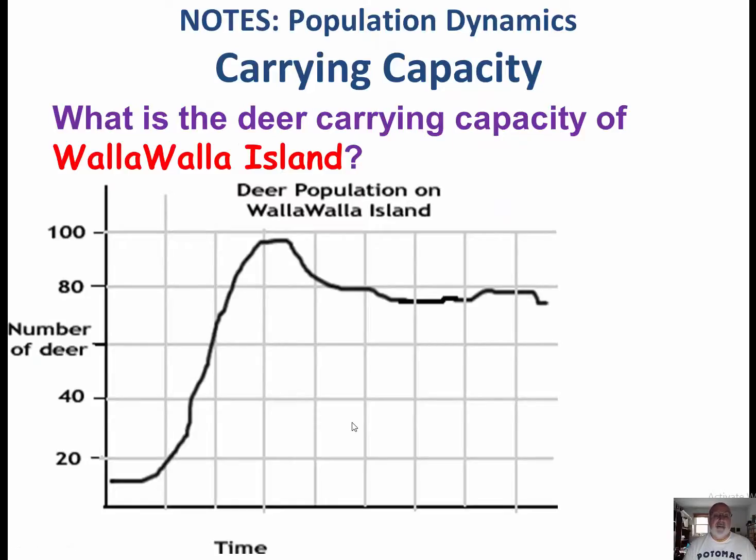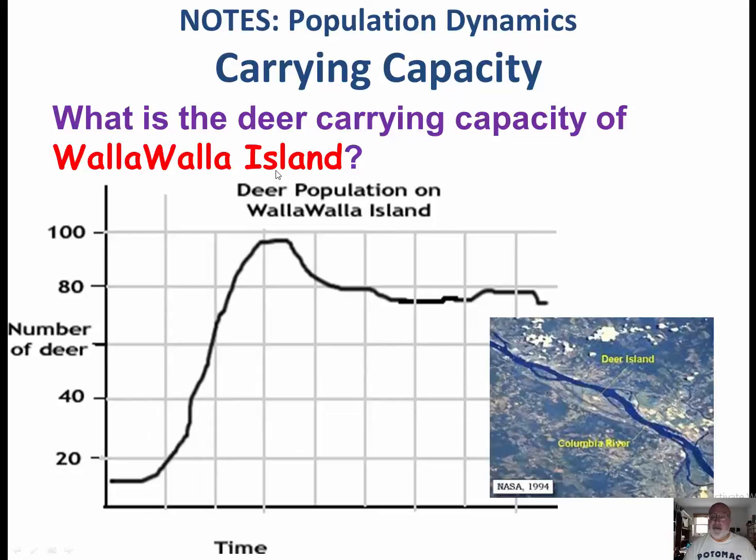Carrying capacity, what's the carrying capacity of the deer population on Walla Walla Island? And I think this is really strange because I lived in Walla Walla until I was 12, and there was no Walla Walla Island. I can't find it anywhere. I can find Deer Island in the Columbia River, which is in Washington State, but not close to Walla Walla. So I don't know where this Walla Walla Island is where the deer population is, but if you look at this graph, where would you draw the carrying capacity?